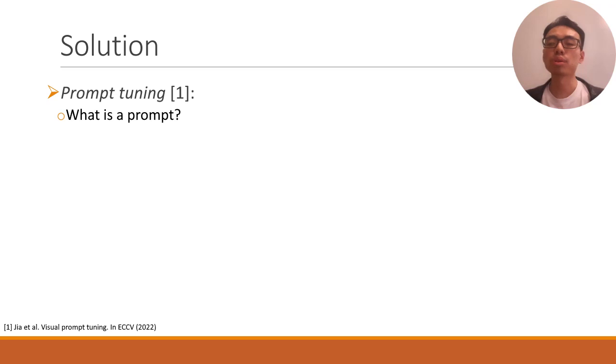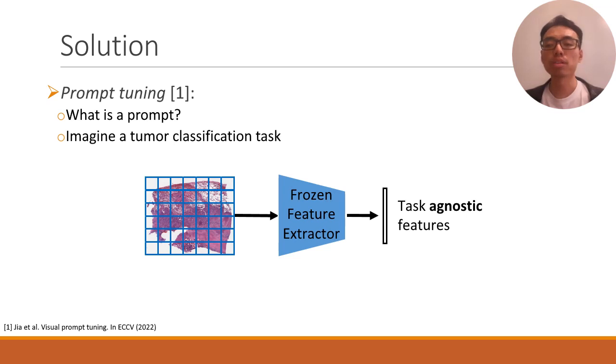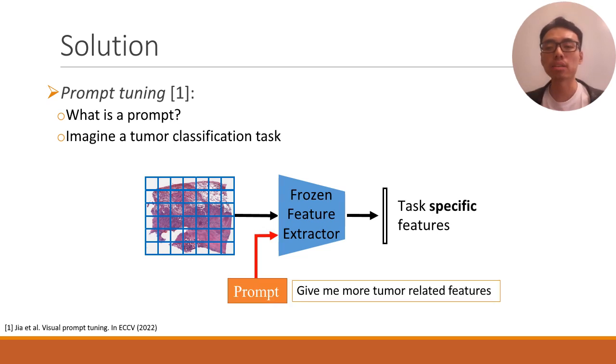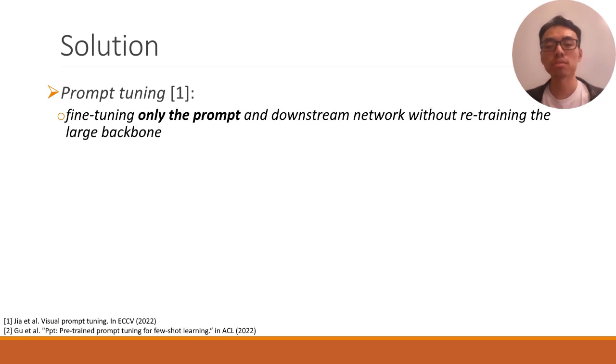First, let's see what we mean by prompt. Imagine that we have a tumor classification task. Without a prompt, the frozen feature extractor will produce task-agnostic features. A prompt is like a hint. It tells the feature extractor, give me more tumor-related features. The frozen feature extractor then produces task-specific features.